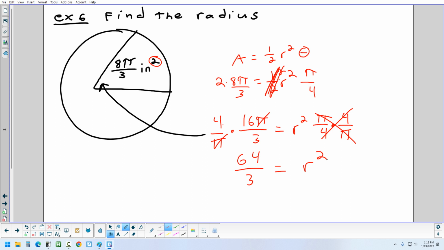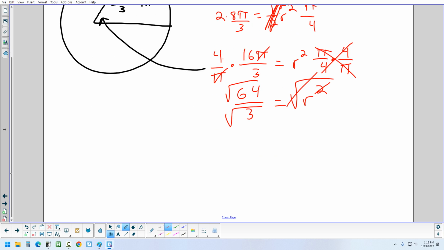So we're close to the radius. Right now we have the radius squared. You square root it. Square root both sides then. And when you square root a fraction, you square root the top and the bottom separately. That's how you take the square root of a fraction. What's the square root of 64? 8. So the square root of 64 is 8, over the square root of 3.